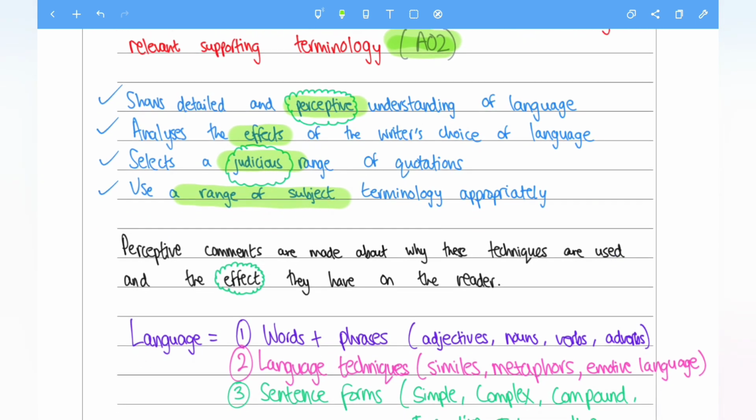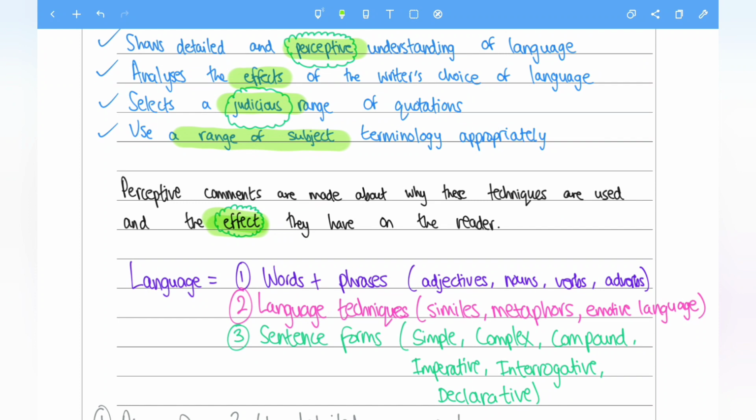Moving on, perceptive comments are made about why these techniques are used and the effect they have on the reader. So once again, this word appears numerous times in the specification. Focus on the effect. Don't just identify the use of a personification, metaphor, simile, etc. Focus on the effect. If you want the 12 out of 12, the higher marks, you need to focus on the effect.